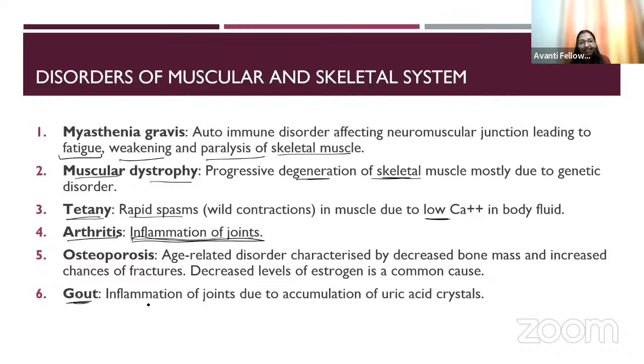And remember, gout is also an inflammation of the joint, but this inflammation is due to the accumulation of uric acid in the joint. Next is osteoporosis. Osteoporosis is a weakening of bones and it occurs with age. It is an age-related disorder. As the age increases, the bone weakening also increases and the chances of fractures also increase. These are important. Please remember this.